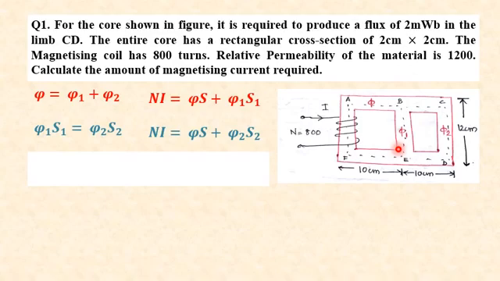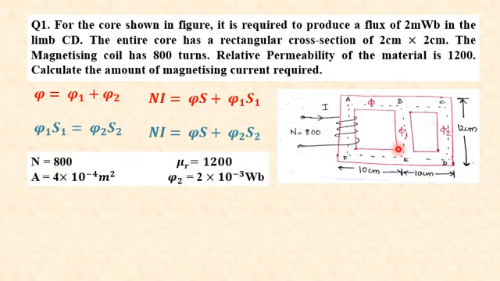Now we can write down the given parameters in standard units. First, the number of turns N equals 800. The relative permeability mu r equals 1200. The area of cross section of the core is the same throughout, that is 4 into 10 raised to minus 4 square meters. The flux in limb CD, that is phi 2, is 2 into 10 raised to minus 3 webers.